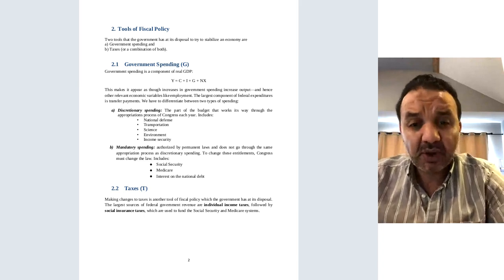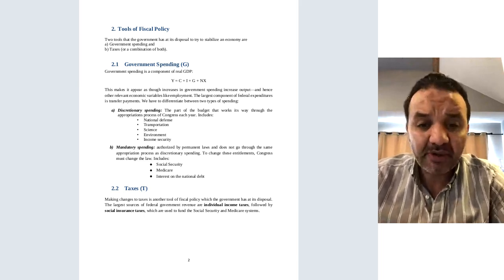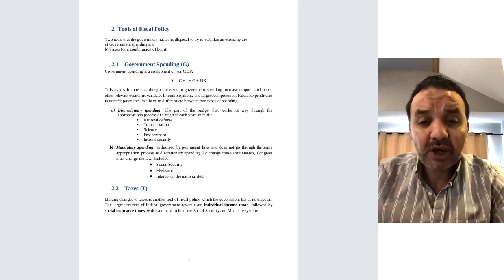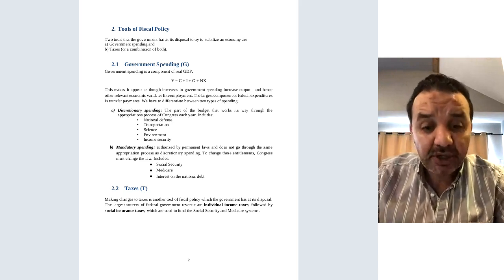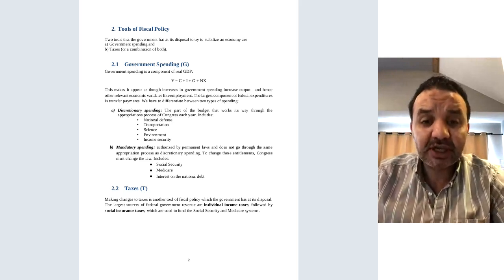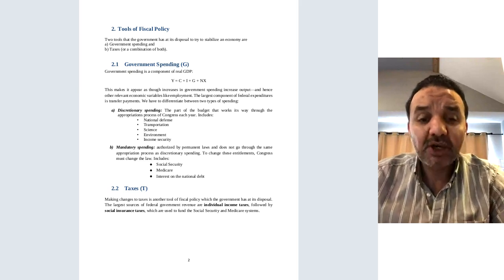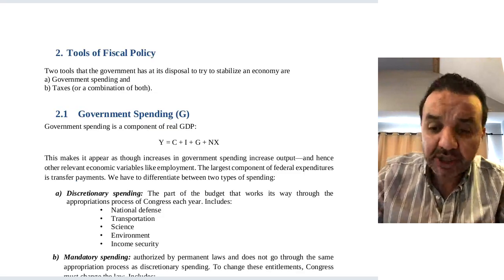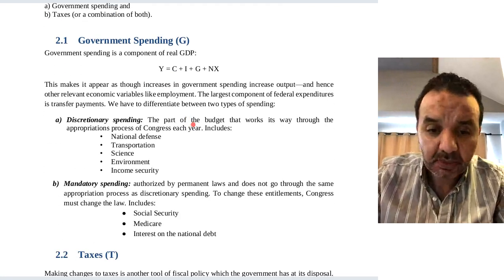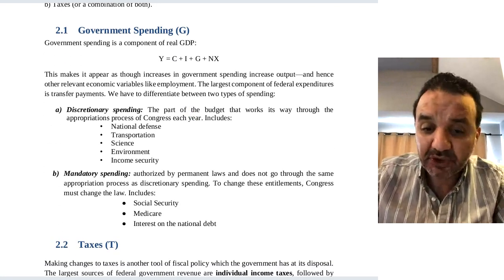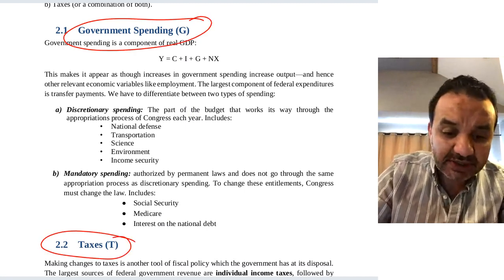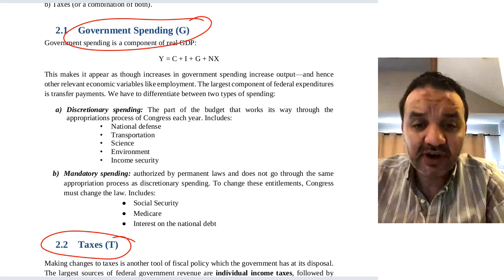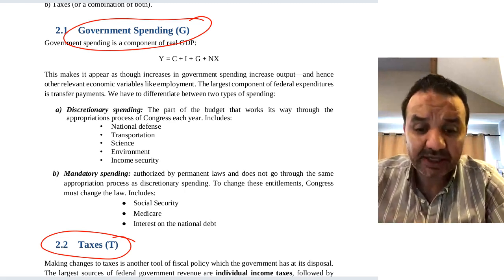So now we understand in general what I mean by fiscal policy, but what are the tools which the federal government has to implement the fiscal policy? In this video, we'll see that the federal government has two main tools. These are the tools of the fiscal policy. The first one is government spending, and the second one is taxes. So government spending and taxes.